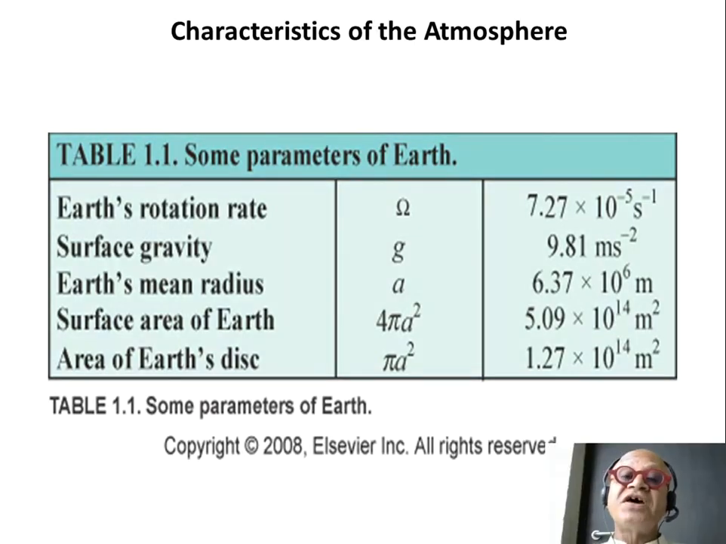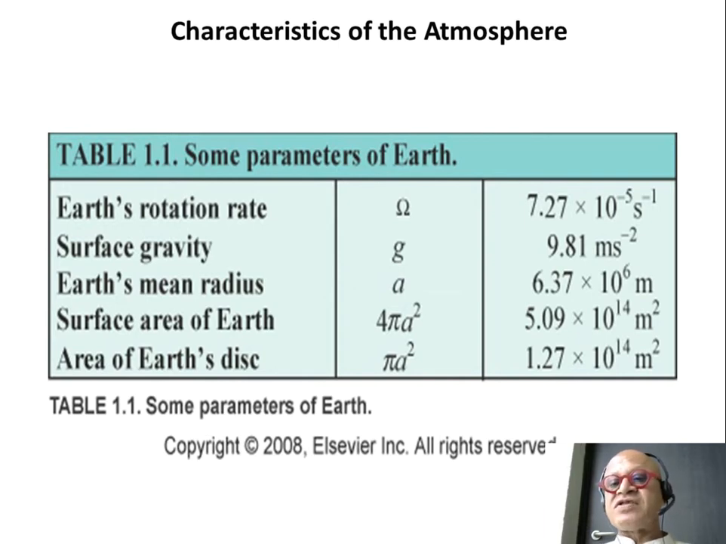So moving right along in this very brief introductory chapter, let's look at some of the characteristics of the atmosphere. Again, these are very basics you have probably seen already in high school, if not college physics. Earth is obviously rotating around its axis. The axis is tilted, which gives us seasonality, as we will see. So the rotation rate is obviously once in 24 hours.